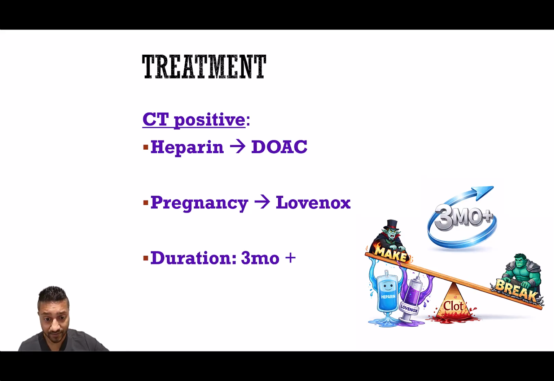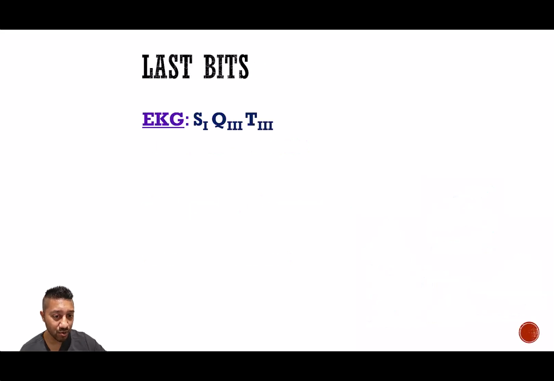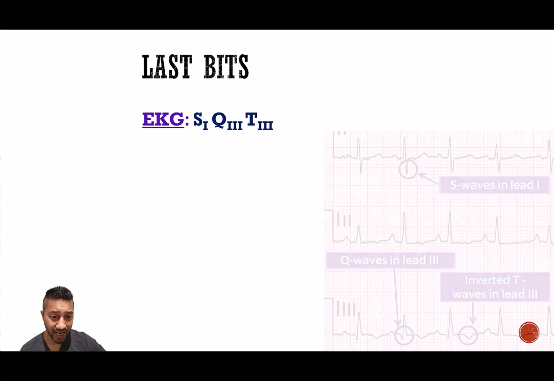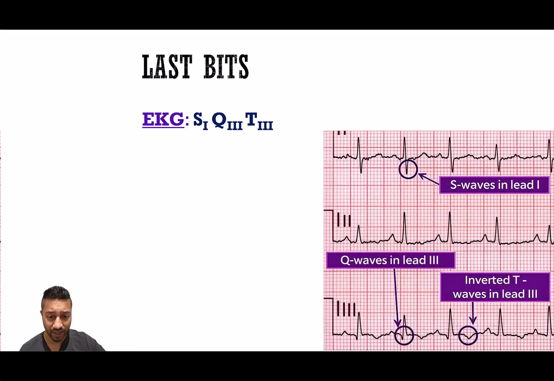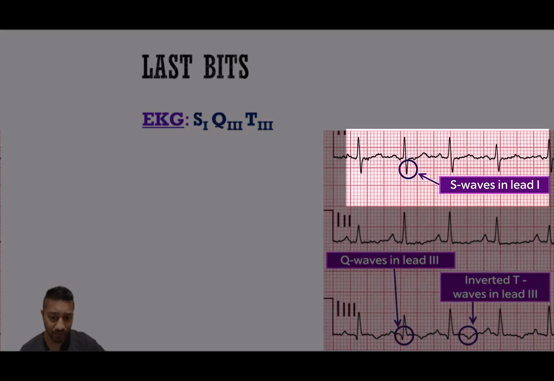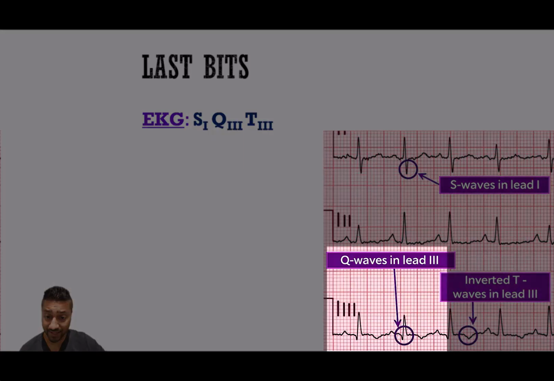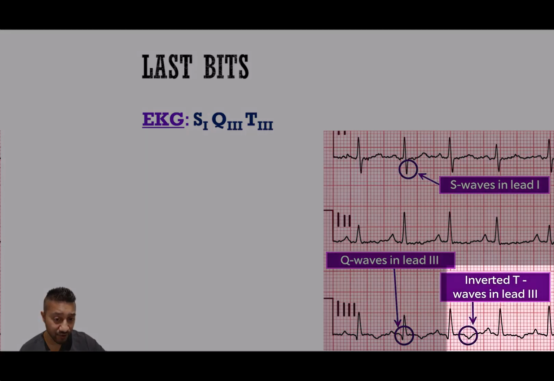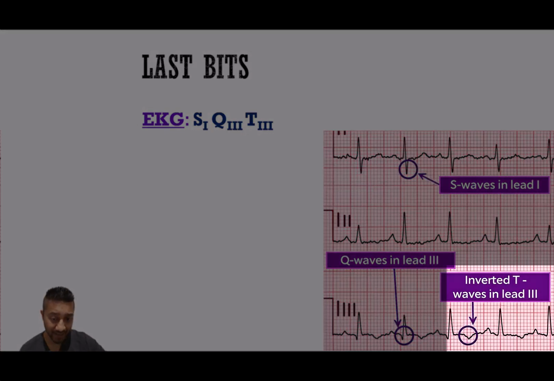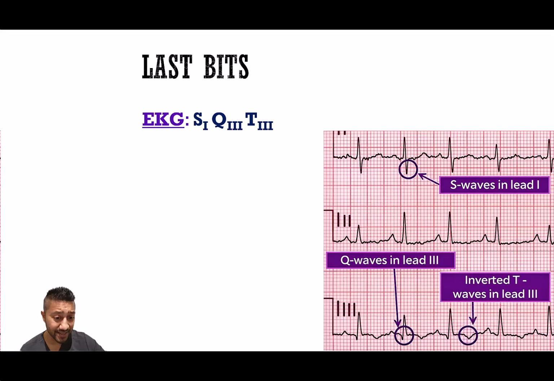I wanted to finish off by mentioning a very rare but very testable concept in PEs, and that is that EKG finding of an S1Q3T3. Now, if you see this iconic pattern on EKG where you get this deep S wave in lead 1, a Q wave in lead 3, and an inverted T wave in lead 3, then for the sake of the PANCE, this is a PE until proven otherwise.